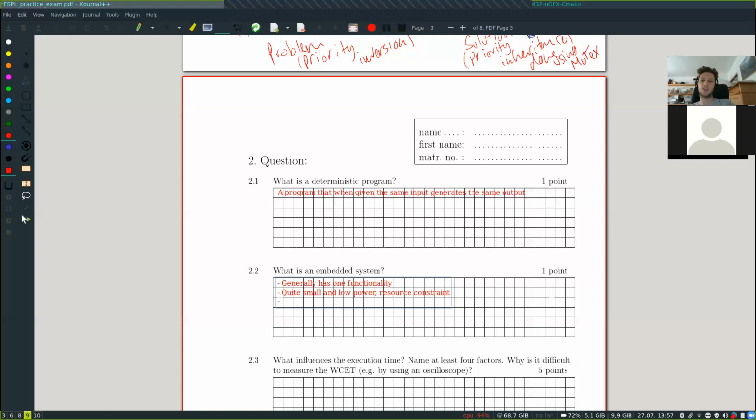Characteristically, from their function and their applications, they generally interact with the environment. So this is like sensors, etc. And they are generally, or can be, parts of a larger system.